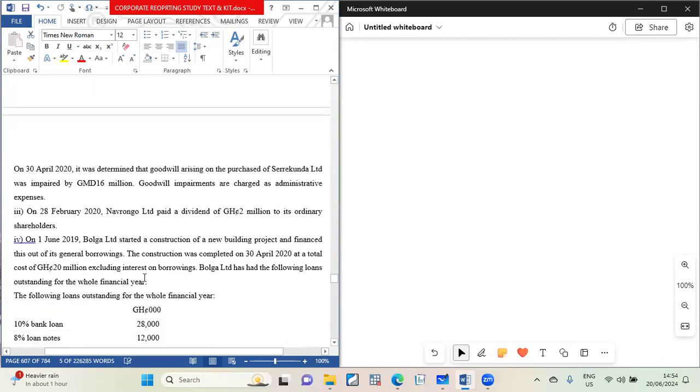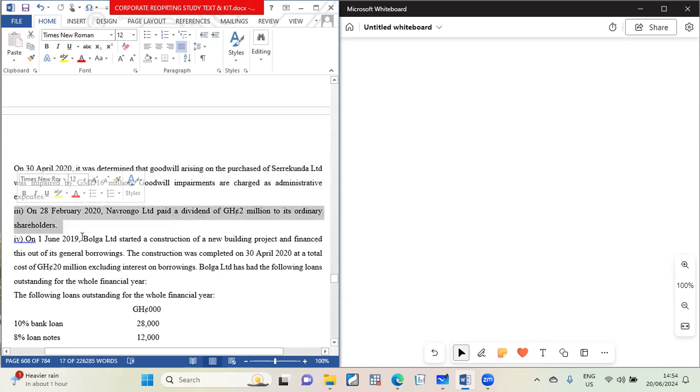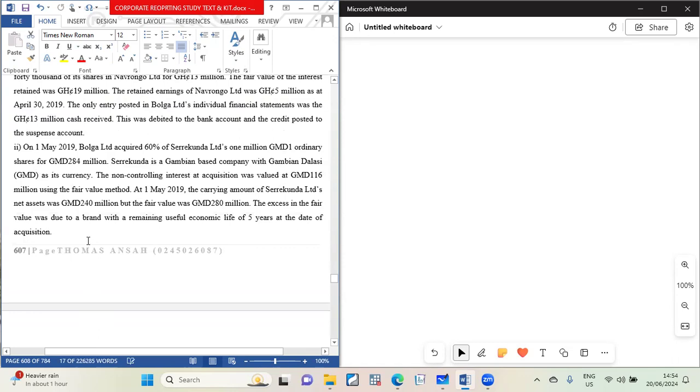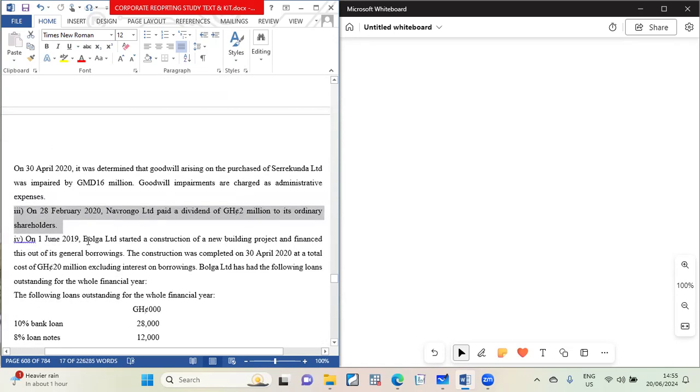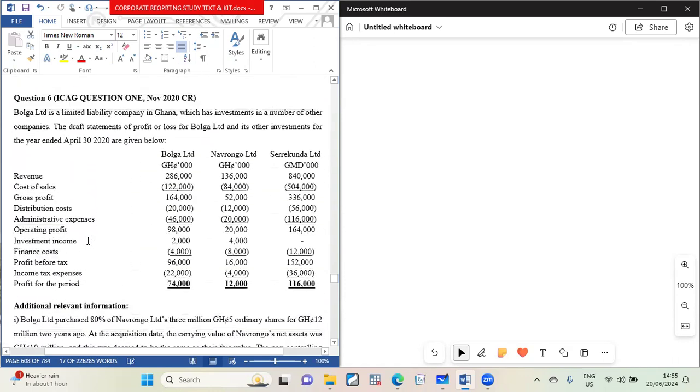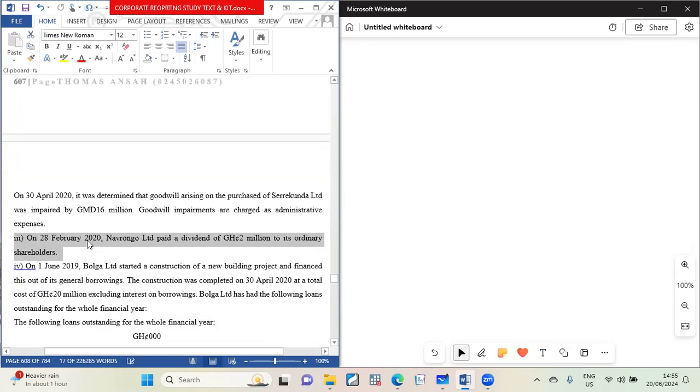Then it says that on 30th April 2020, it was determined that the goodwill arising from the purchase of Serekunda was impaired by 16 million. So that goodwill impairment is charged to administrative expenses. On 28 February 2020, Navrongo paid a dividend of 2 million to its ordinary shares. So how much do we own in Navrongo? 80%. So it means 80% of the 2 million would have come to the parent, Bolga, and that needs to be dealt away with.